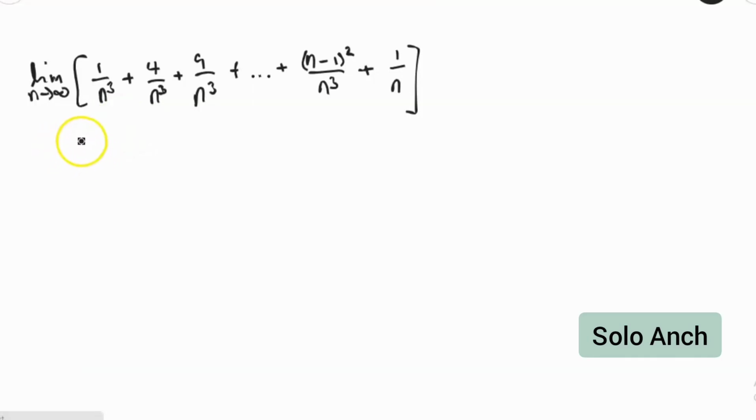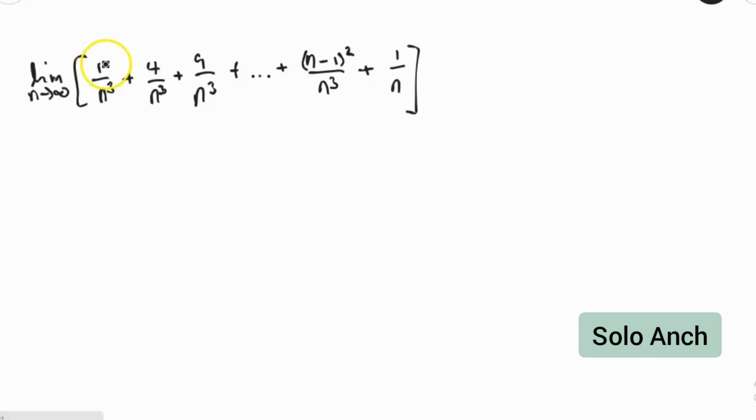My name is Lilo and in this video we want to evaluate the limit of 1 over n to the third power plus 4 over n to the third power plus 9 over n to the third power and so on and so forth up to (n minus 1) squared divided by n to the third power plus 1 over n. Good. So you notice at the bottom we have n to the third powers, except for the last term, but for the numerators we have perfect squares.